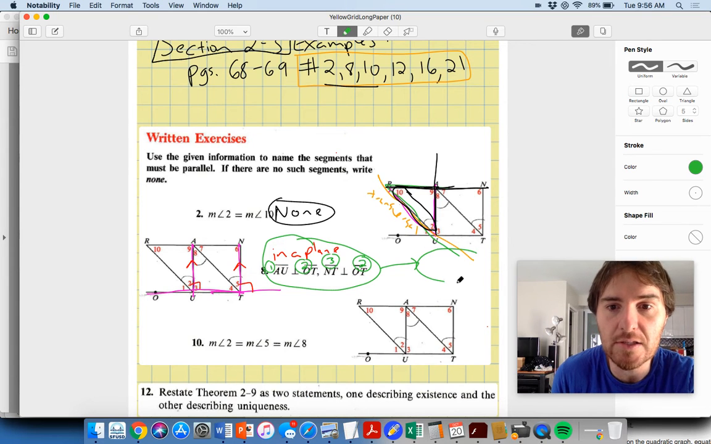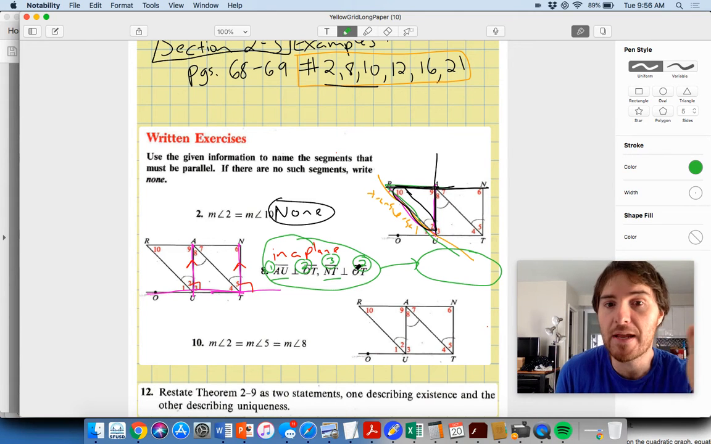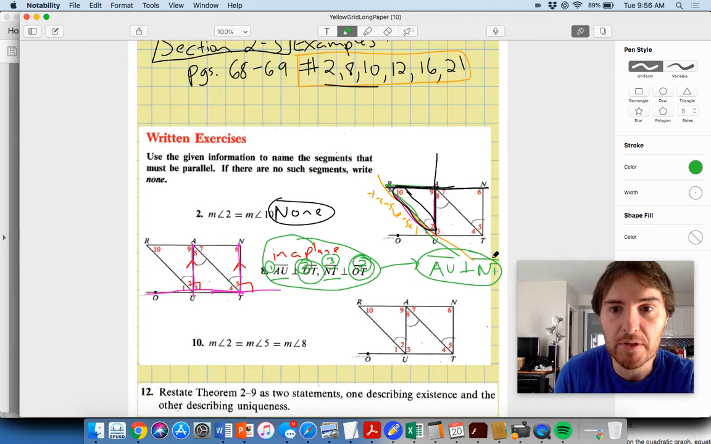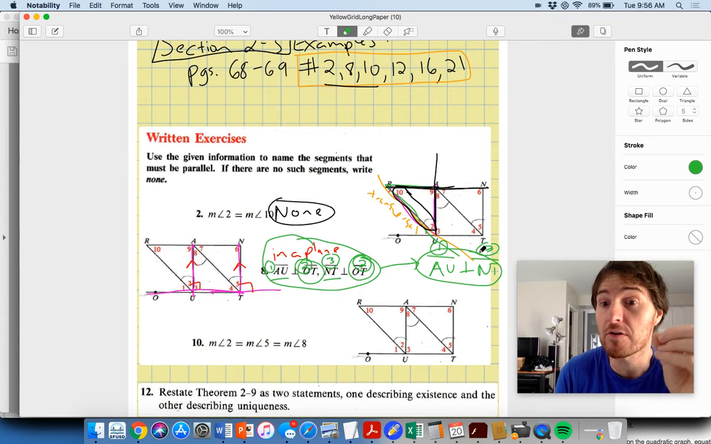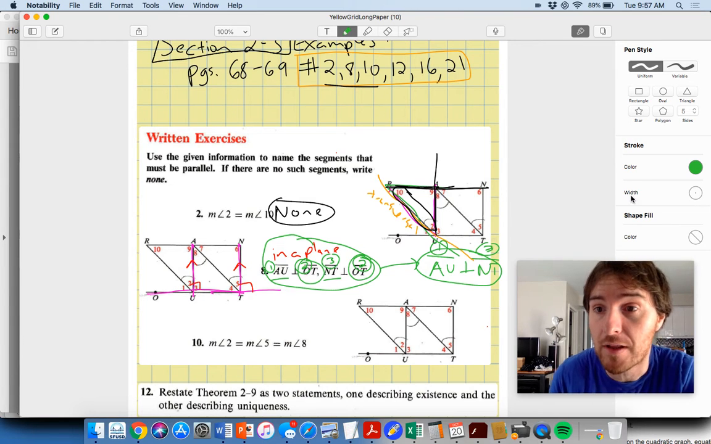So what we can deduce here is that in a plane, two lines, line 1 and line 3, that are each perpendicular to the same line, OT, must be parallel to each other. So this is line 1 and this is line 3. Remember that this is a theorem. In a plane, two lines that are each perpendicular to the same line are parallel to each other.